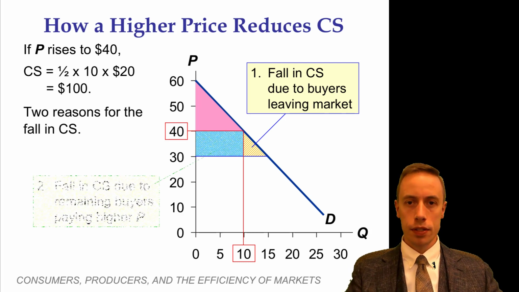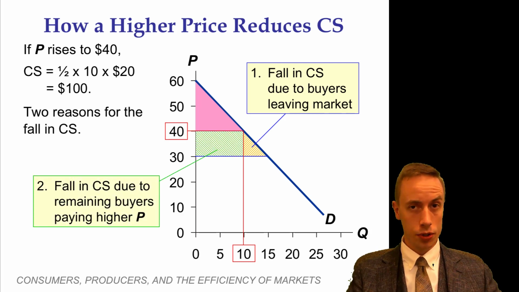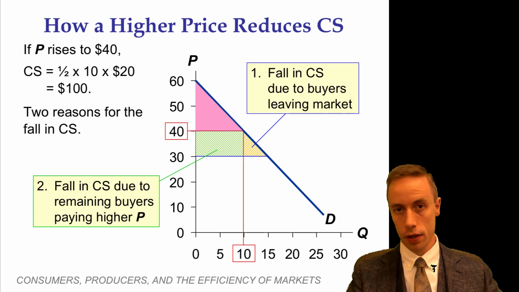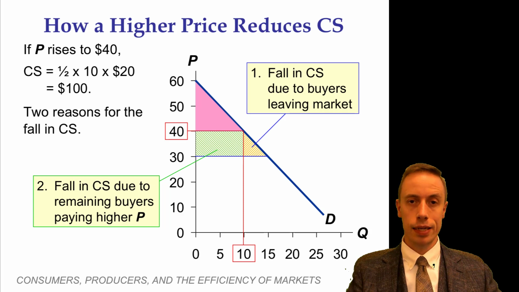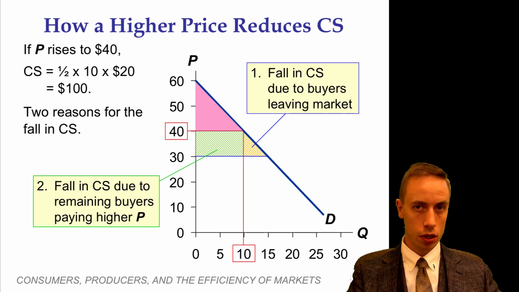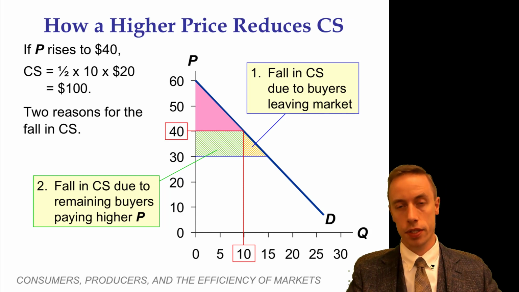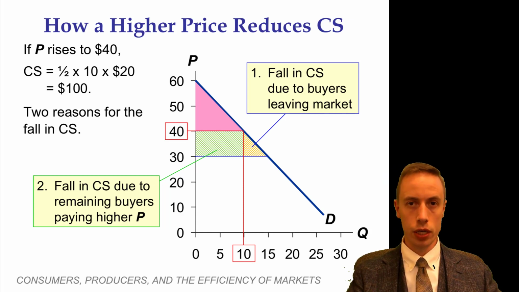Secondly, 10 pairs of shoes are still sold, but they each sell for $10 more. That means consumers are paying $10 more each for 10 additional shoes. That's $100 additional dollars they are paying. The size of the rectangle shaded in green, $100. That's the second source of loss. So everything fits together very nicely.